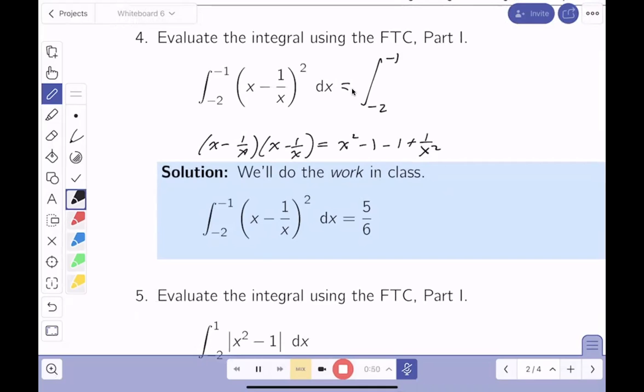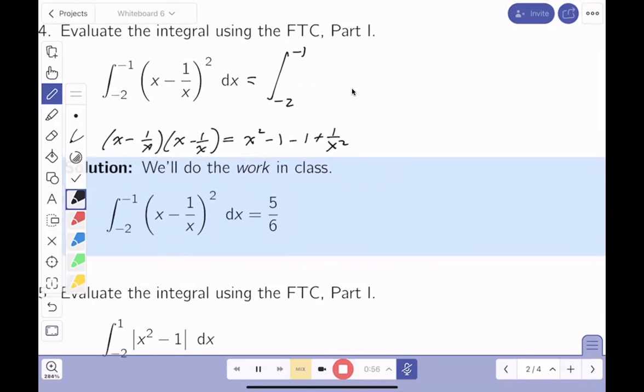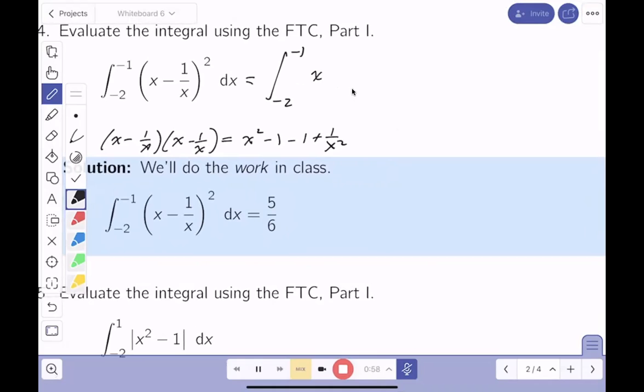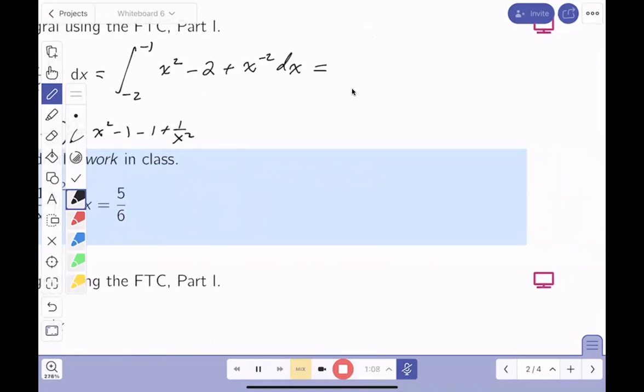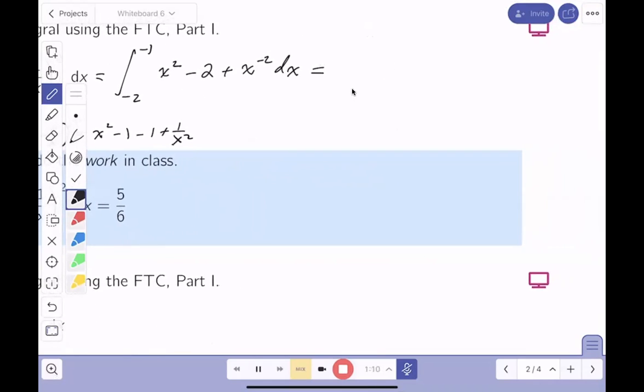This integral is defined at an interval. The only place it's not defined is at 0, and we're nowhere near 0. So what do you get over here? You get x squared minus 2 plus x to the minus 2 dx. What am I going to do now? Fundamental theorem of calculus. X cubed over 3 minus 2x.